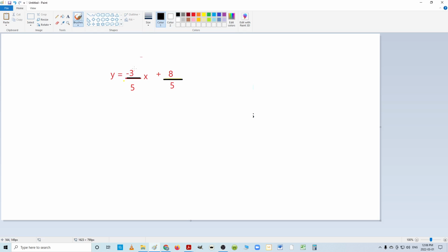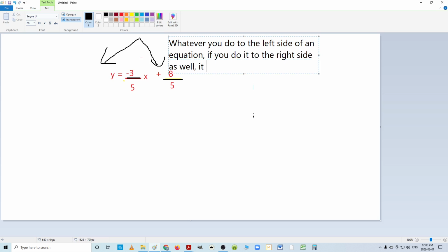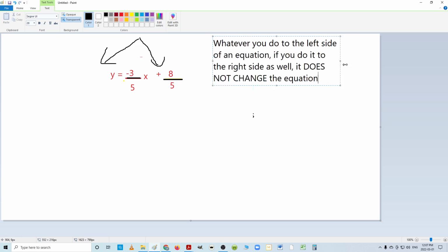Well, when you see a fraction like this, and it's in an equation, I want you to learn something very important. Whatever you do to the left side, so long as you do it to the right side, does not change the equation. So you must learn this or memorize it, because it's true for chemistry too. Whatever you do to the left side of an equation, if you do it to the right side as well, it does not change the equation. So just push this to the right. This is a really important concept used in chemistry and physics.